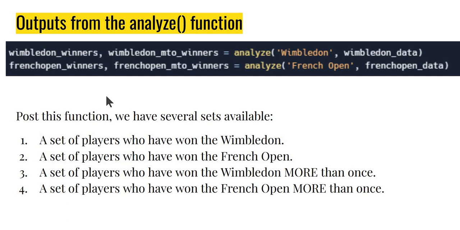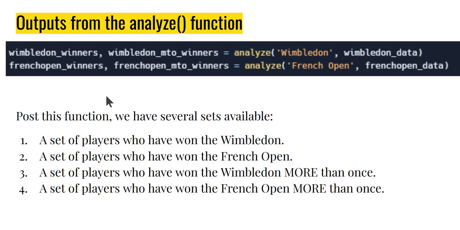We are building the Sports Heroes project from the YByte Python curriculum available at www.ybyte.in. In fact, we just saw how we can create a nice function called analyze, which will analyze any tournament data for us. In this case, Wimbledon and French Open. And post this function, we get several sets available to us.